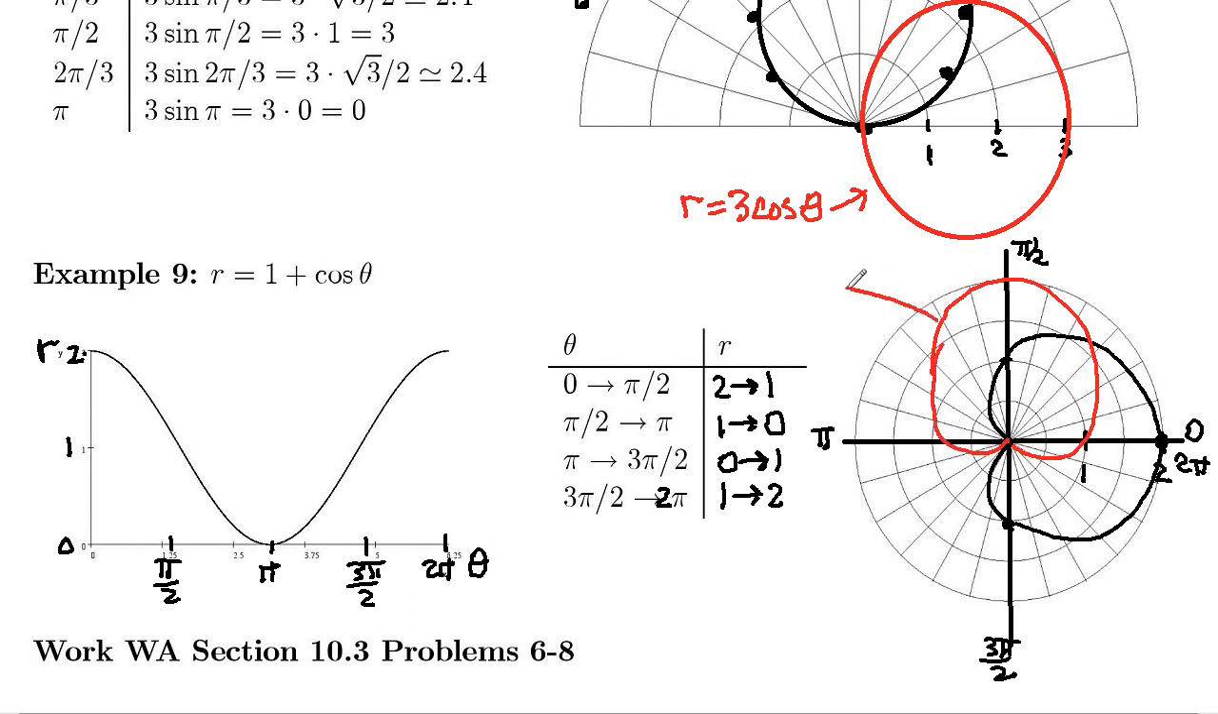So this one would be r equals 1 plus sine theta. And then if you had 1 minus cosine theta, it would be along the negative x-axis. 1 minus sine theta would be along the negative y-axis. So those are called cardioids.